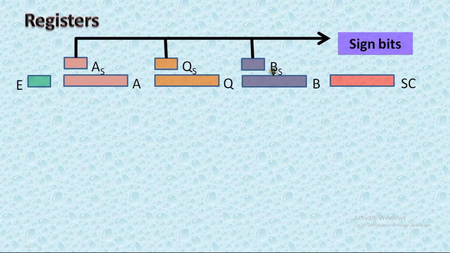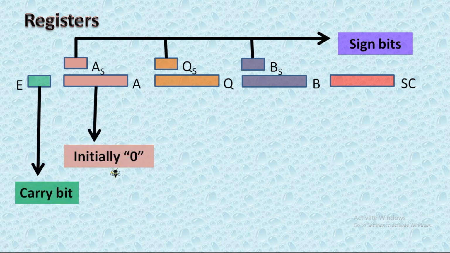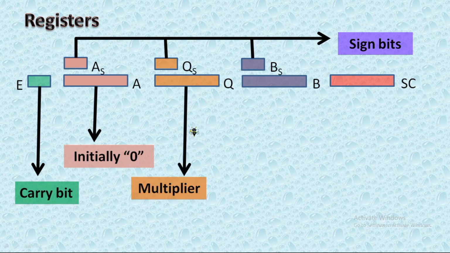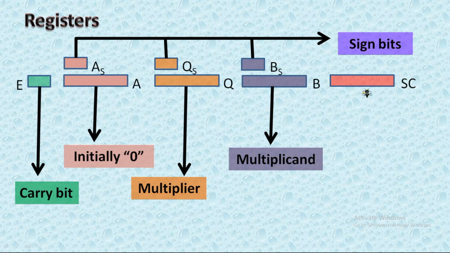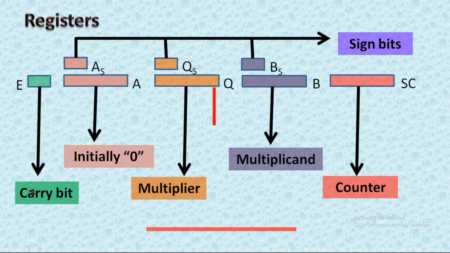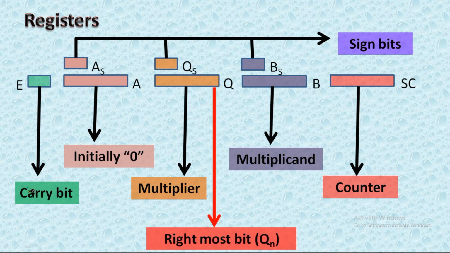Now, what are the registers used in the multiplication algorithm? AS, QS and BS are all sign bits. Next, A is the carry bit. A is initially set to 0, Q is the multiplier, B is the multiplicand, and SC is the counter value used in the multiplication algorithm. And finally, coming to the QN. What is QN? In the Q register, the rightmost bit is the QN bit.